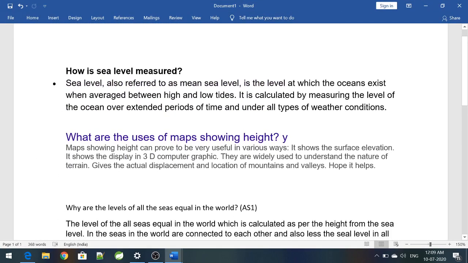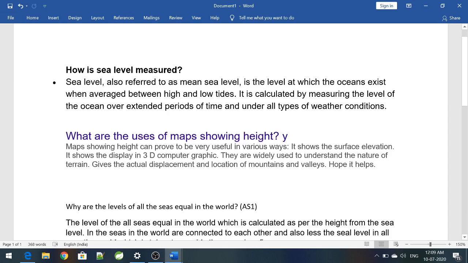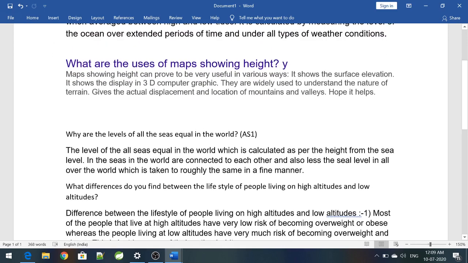So, how is sea level measured? Sea level, also referred to as mean sea level, is the level at which the ocean exists when averaged between high and low tides. It is calculated by measuring the level of the ocean over extended periods of time and under all types of weather conditions. So, sea level is measured in that way.